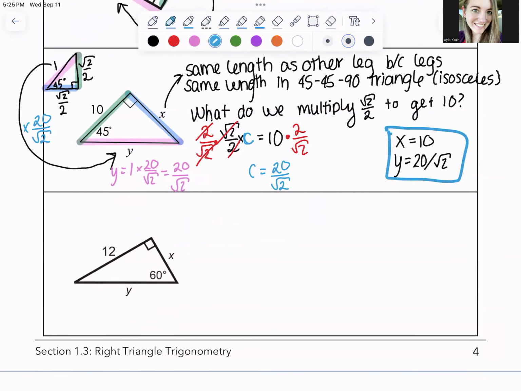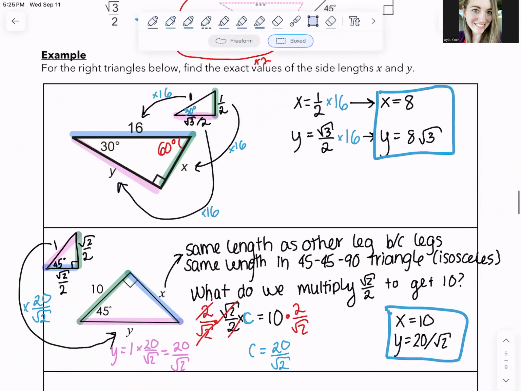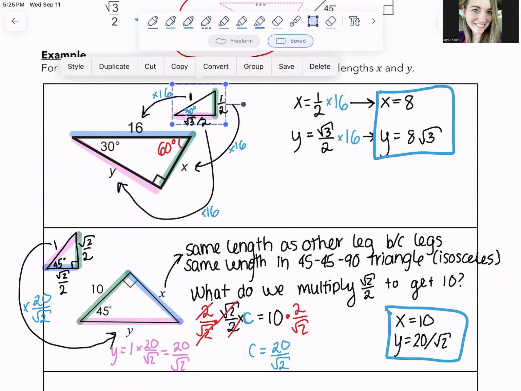Do you want to take a moment right now to pause this video and try out this problem on your own? So I'll give you a moment to pause before I start going through the answer. That was your moment. Okay.